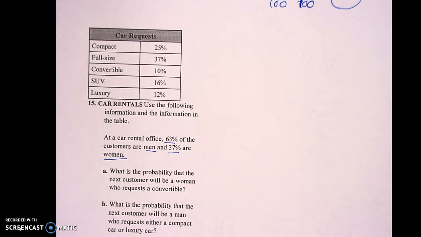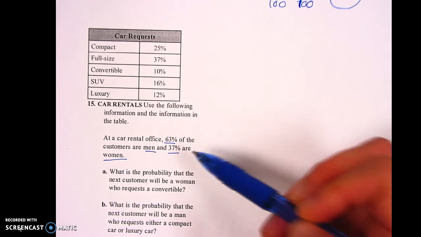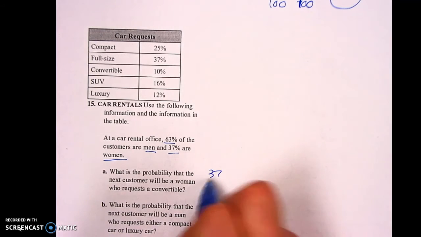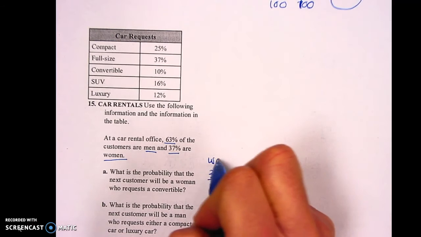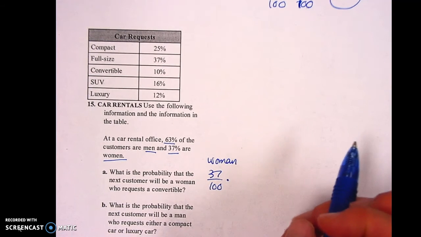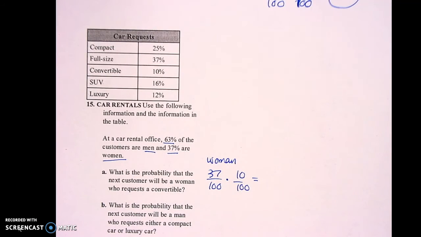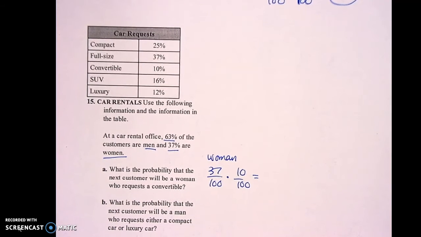So first thing is, what's the probability that a woman will come next? Well, 37% of customers are women. So as a fraction, that would be 37 out of 100. Now what's the chance or probability that she will request a convertible? Take a look at the table. That would be 10% chance. 10% is 10 out of 100. And you complete. We'll check the answers in class.